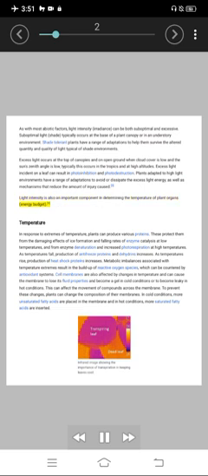Temperature. In response to extremes of temperature, plants can produce various proteins. These protect them from the damaging effects of ice formation and falling rates of enzyme catalysis at low temperatures, and from enzyme denaturation and increased photorespiration at high temperatures.